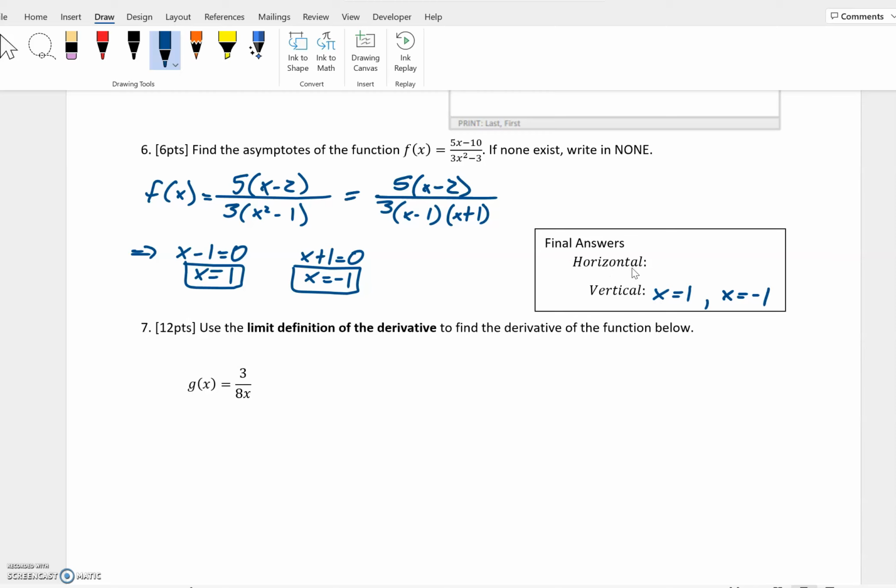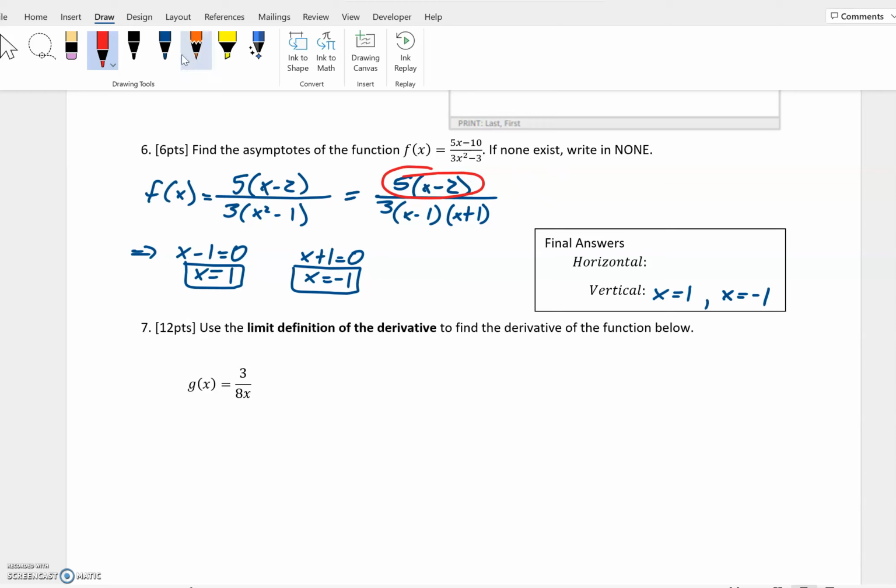Okay, so how about the horizontal? How do we figure that out? Well, one common mistake was we set the numerator equal to 0. And the thing is, the numerator being 0 is not a problem, right? If a fraction has 0 in the numerator and some number in the denominator, that just means the function is equal to 0. That means we have an x-intercept. So that's not really what we're looking for.